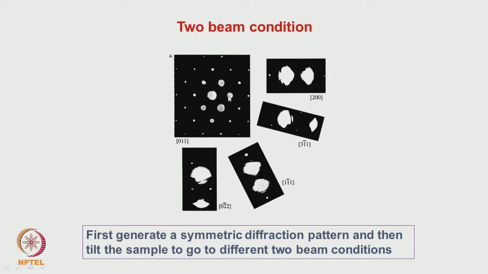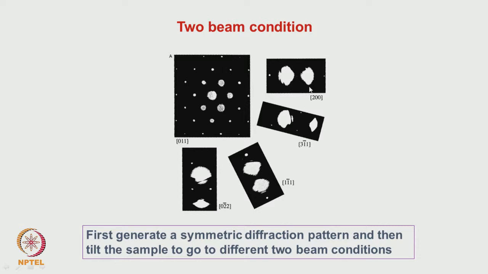Okay. Now, once this pattern has been obtained, you can tilt the beam a little bit so that only two spots are essentially strong. This is called a two beam condition. So you make only two spots strong, that is the central spot as well as one of the diffracted spots. Using the central spot, you take a bright field image, and using the diffracted spot, you take the dark field image. Both images are necessary.